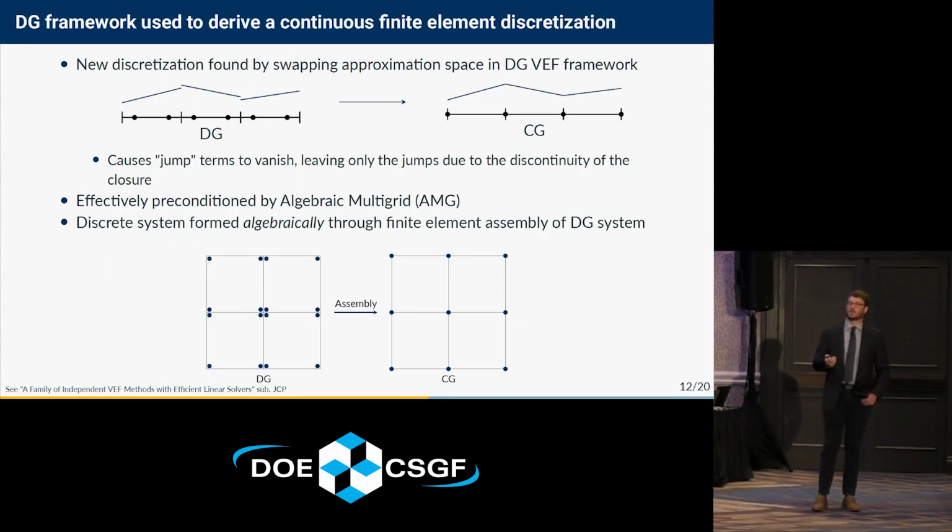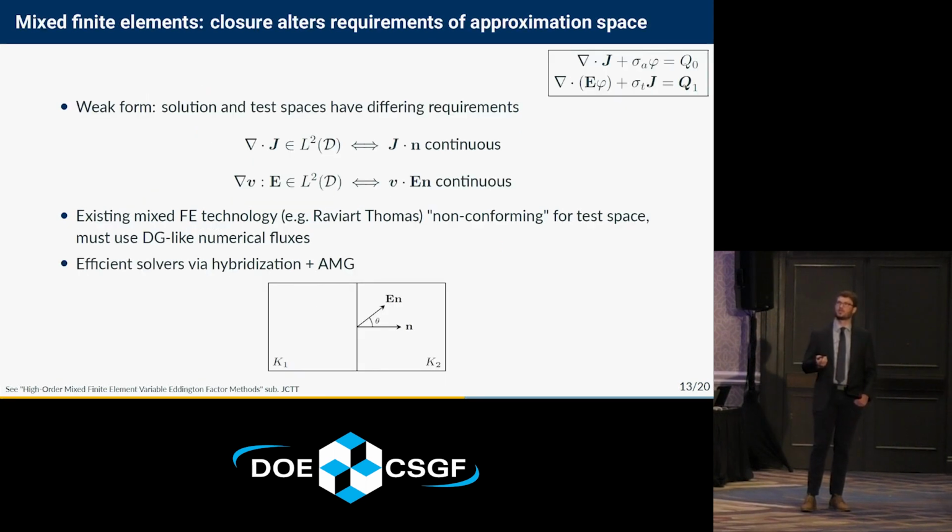We can extract a continuous method from this just by swapping out the approximation space. If we take the discontinuous space and replace it with a continuous one, we actually get a new discretization, and this is effectively preconditioned by algebraic multigrid. On the implementation side, we can just take the equations we formed last time and assemble them to get a new discretization.